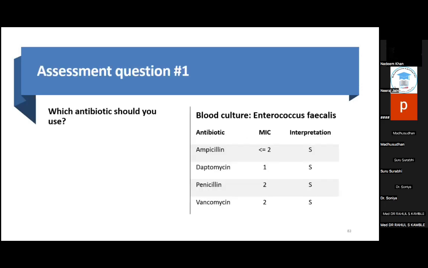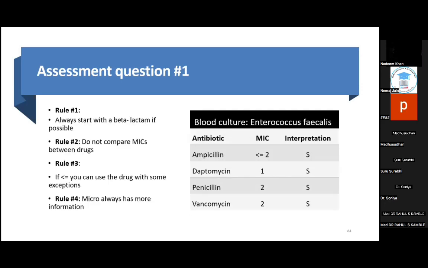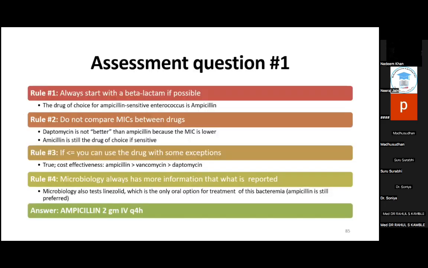Now, take another example: blood culture, Enterococcus, all the antibiotics are sensitive, like meropenem, vancomycin, penicillin and so on. Which antibiotic will we start with? Let's apply the rules. The drug of choice will be ampicillin, because its MIC is lower. Ampicillin will be the drug of choice. But coming to rule number four, microbiology has more information. You can test for linezolid also, which is the oral option. But still, ampicillin will be the drug of choice as per rule four and cost effectiveness.